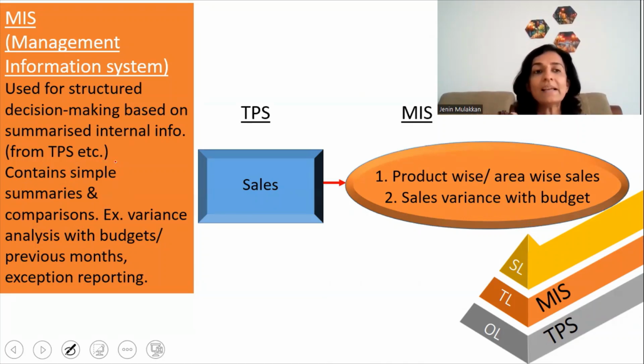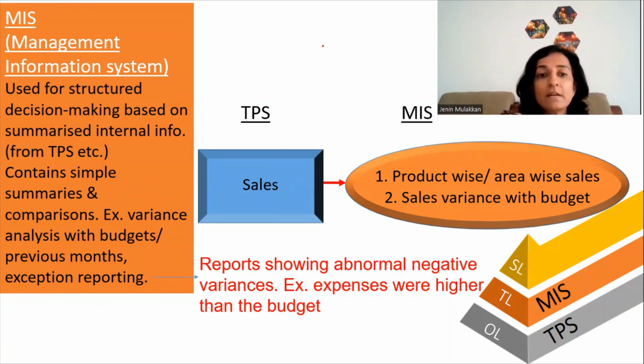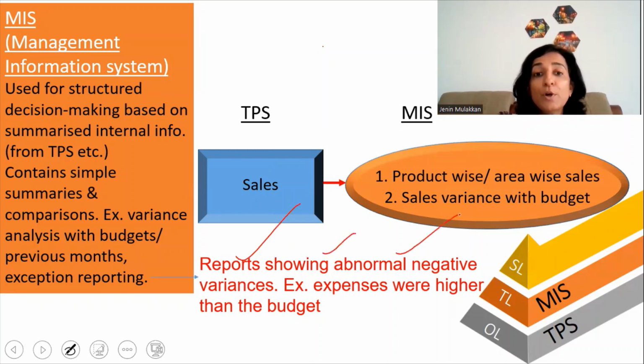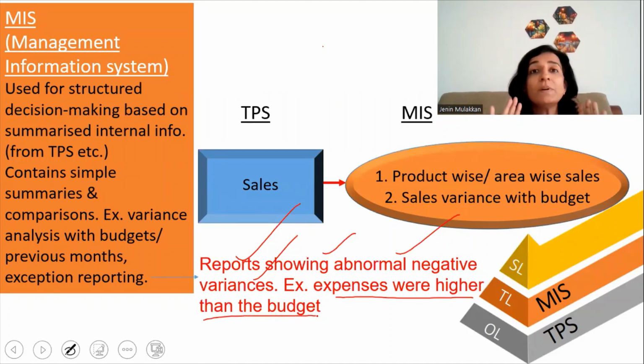So examples of MIS reports are variance analysis with budgets or with previous months, or exception reporting. Now, what do you mean by exception reporting? Exception reporting means reports that show abnormal negative variances. Example, where the expenses were higher than the budget. The main purpose of exception reporting is to bring the attention of managers to areas where their focus is required.